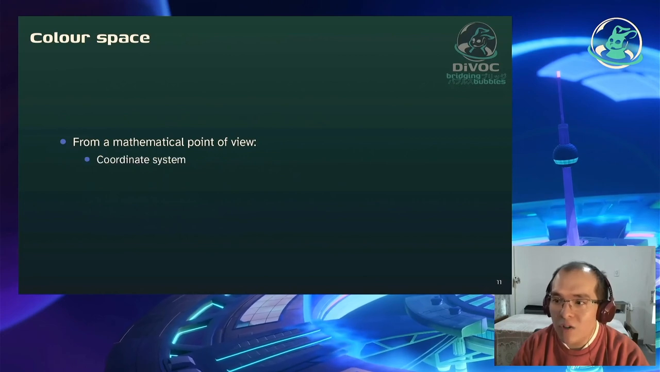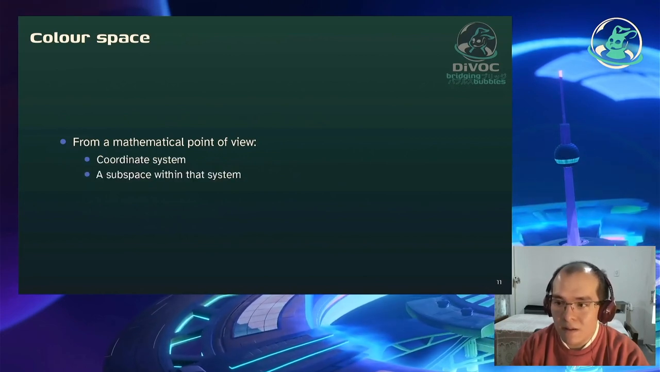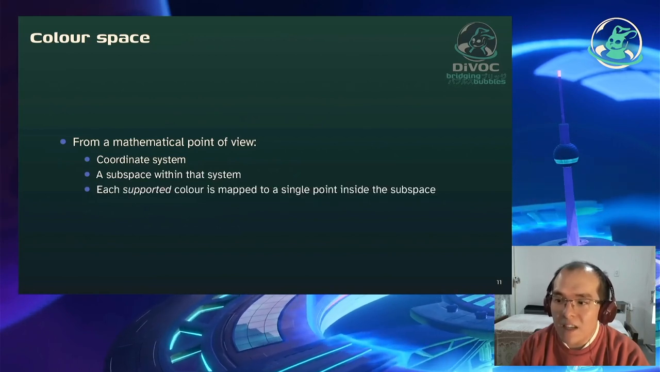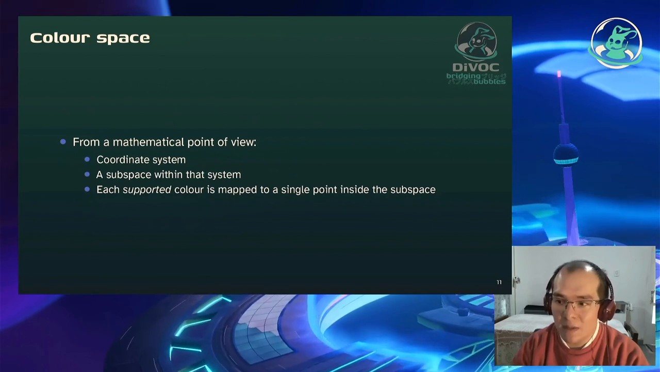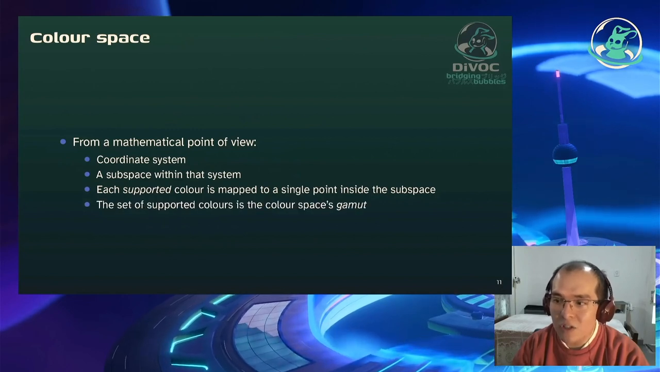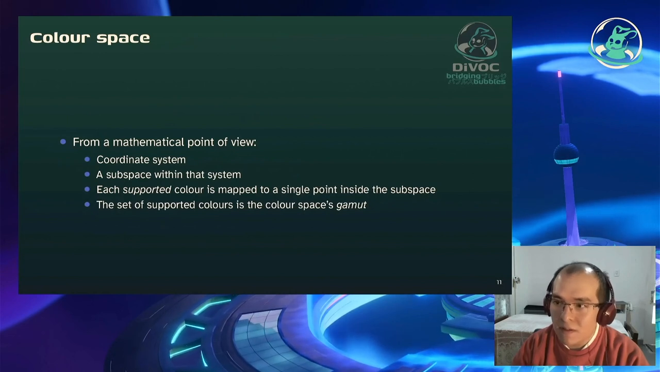From a mathematical point of view, a color space is defined as a coordinate system in which we define a subspace, and each supported color will be mapped to a single point inside that subspace. The set of supported colors is the color space's gamut.